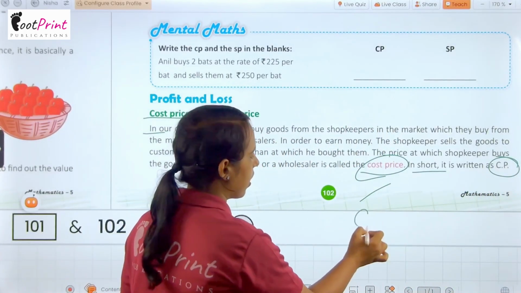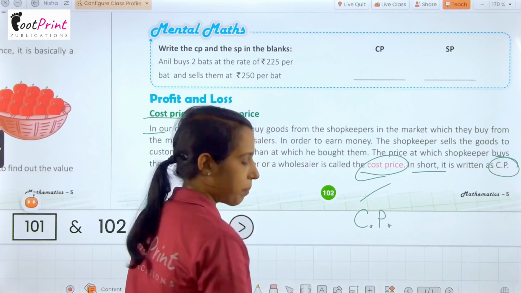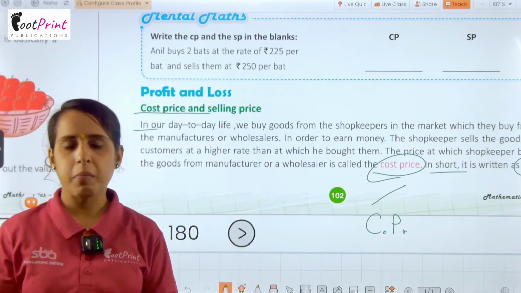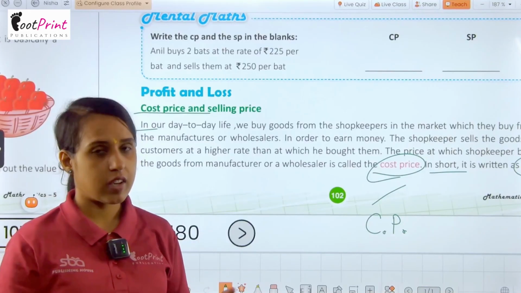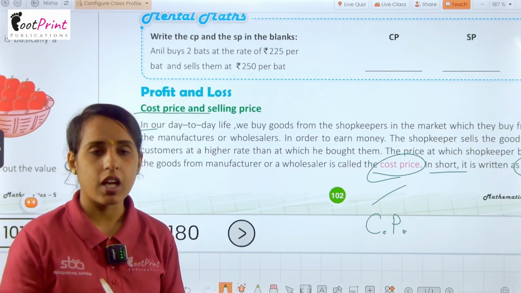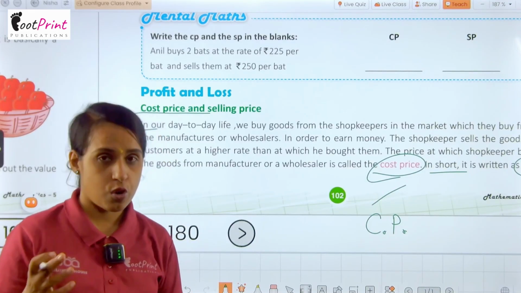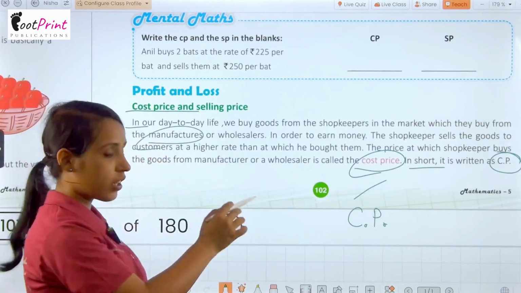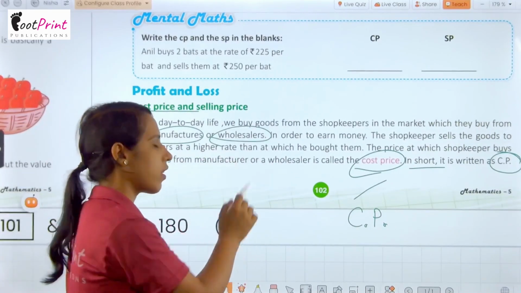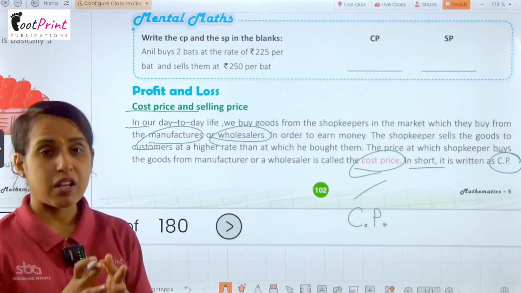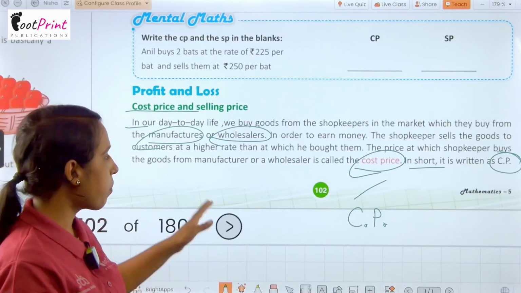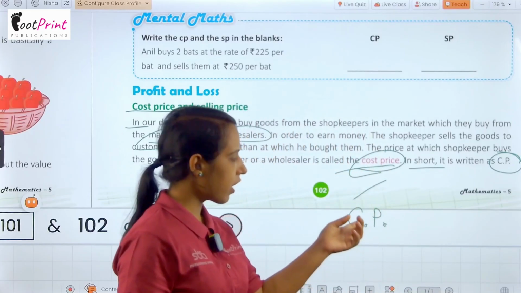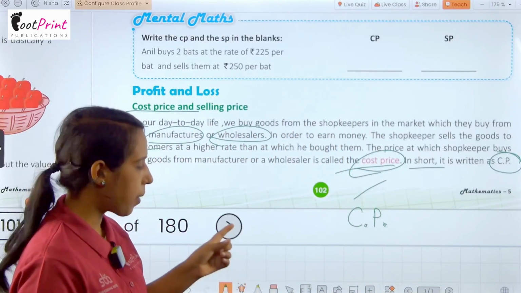cost price को हम ऐसे लिखते हैं CP, कैपिटल लेटर से डिनोट करते हैं. ओके सो यही दिया इसमें कि हम अपनी डे टू डे लाइफ में अलग अलग चीज़ें खरीदते हैं जो हम शॉपकीपर से खरीदते हैं मार्केट में जाकर. और जो ये शॉपकीपर होता है, जो ये सामान खरीदता है, वो या तो मैन्युफैक्चरर से खरीदता है या फिर होलसेलर से खरीदता है. और जिस प्राइस पे वो खरीदता है उस प्राइस को हम बोलते हैं कॉस्ट प्राइस. और इन शॉर्ट वी कैन राइट इट एज CP in capital letters.